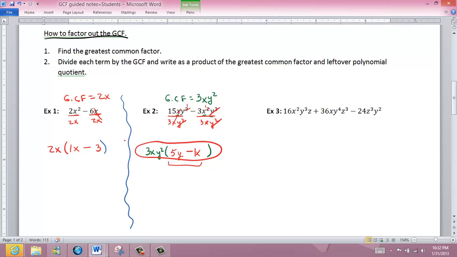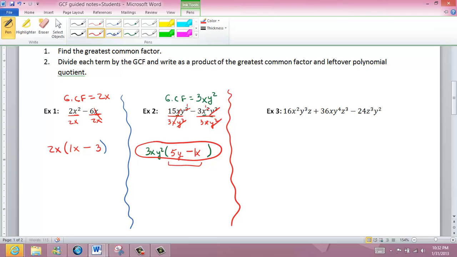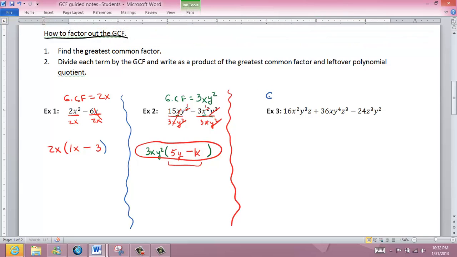Okay, so as you can see, we're moving in baby steps here. Hopefully that problem makes sense and you are ready for this final example. So let's take a look at it. GCF. Now I actually have more than 3 terms to work with.